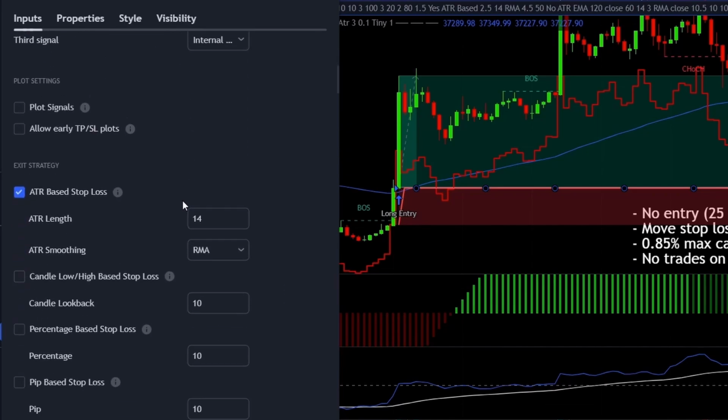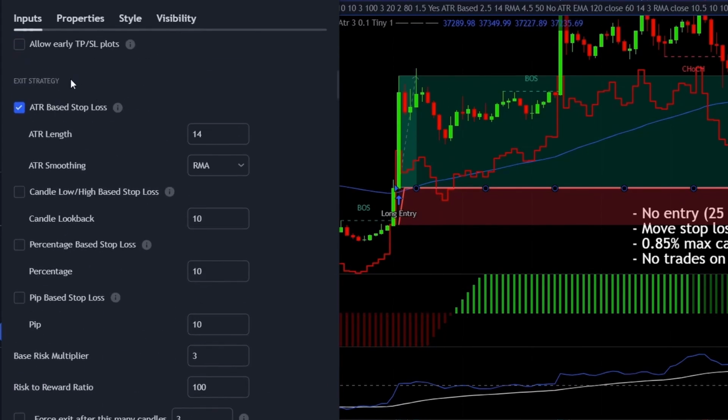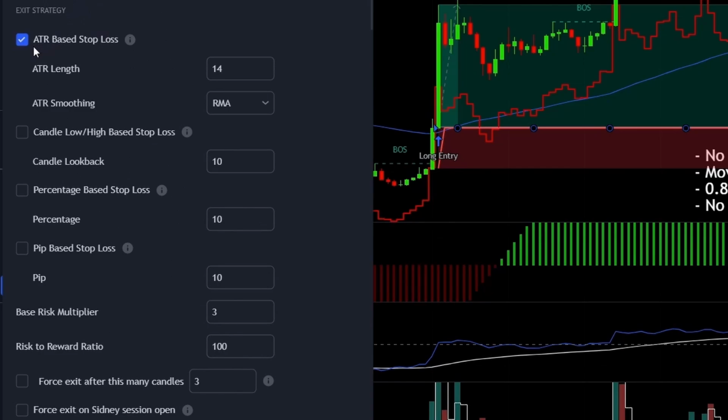Moving on. Now let's go over the exit strategy. For the stop loss, we are using an ATR based stop loss which has a 14 length and an RMA smoothing, and the base risk multiplier is set to 3. This means that the stop loss is placed at a 3 times ATR distance. This line is our NNFX ATR and it represents this exact setup.